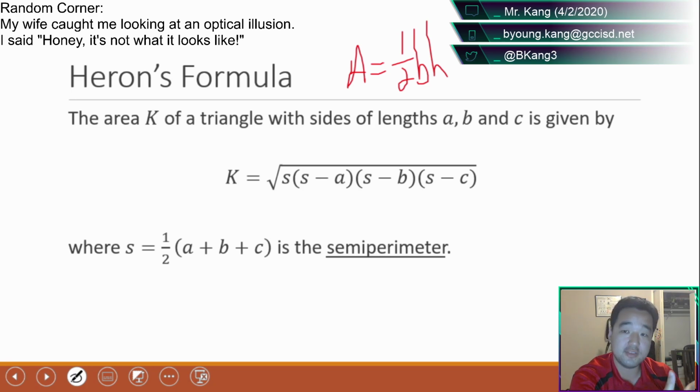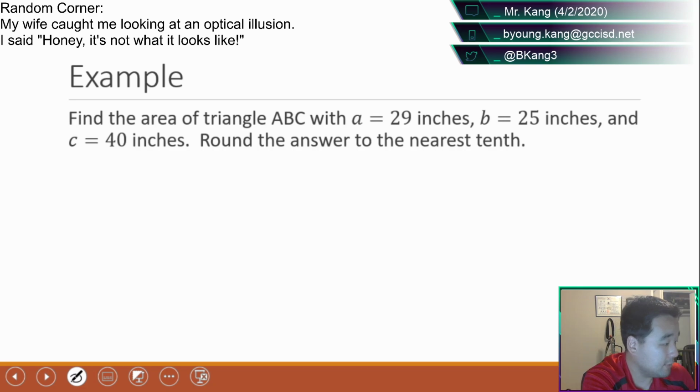So you actually use these in the opposite order. Step 1, find the semi-perimeter. Step 2, plug it into Heron's formula. And really, that's it. So here, you've got a triangle ABC, and the order you do A, B, and C doesn't matter here, which is nice. So round the answer to the nearest tenth.